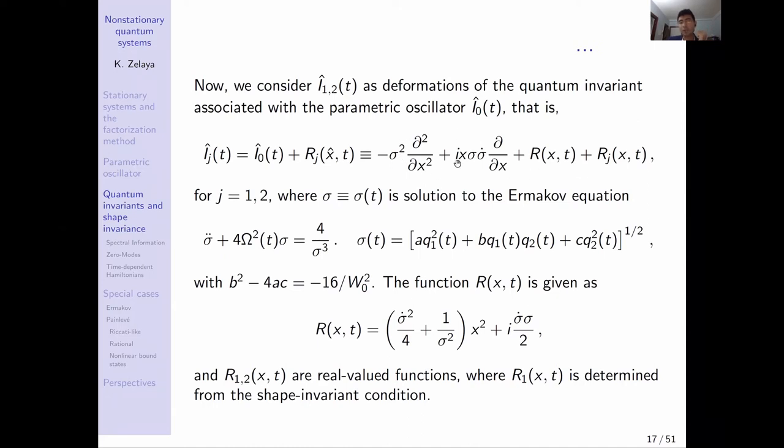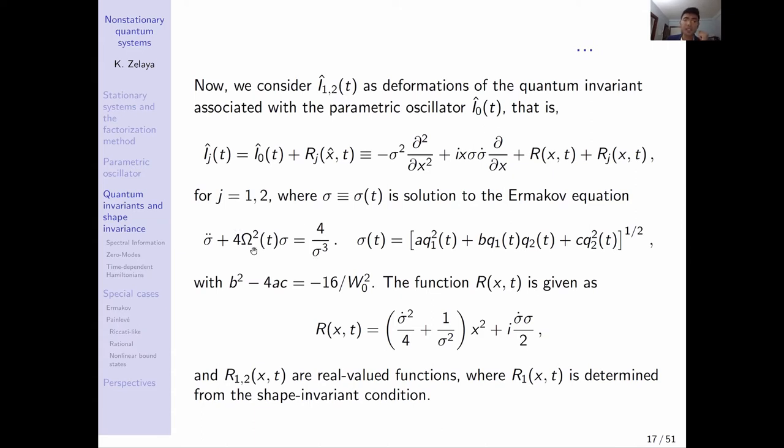So the spectral problem we will have to solve is given by this operator, basically the eigenfunctions of this second order differential equation on X with time dependent coefficients. And this sigma function is related to the Ermakov equation like this. This is a pretty standard method for the parametric oscillator, and you can see here that the time dependent frequency appears in the Ermakov equation.